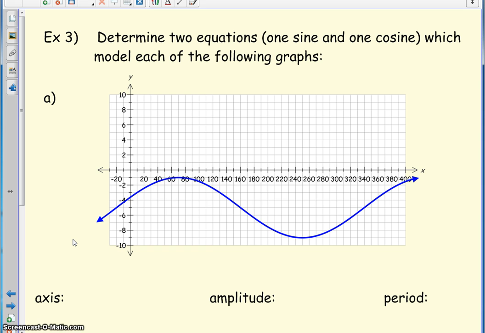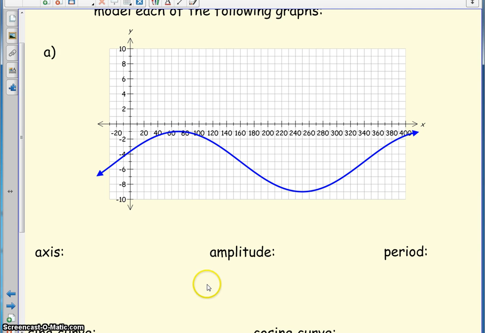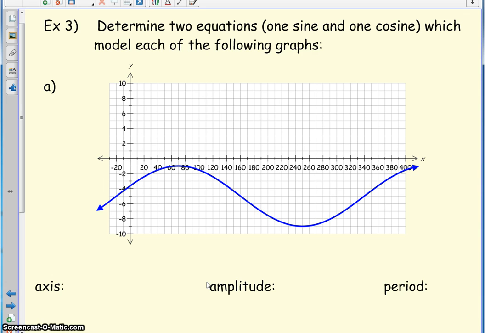I'll show you how that works, but first, just like we did with the equations, we're going to try and get all the main features from the graph. I.e., what's the axis, what's the amplitude, what's the period, and so on. If we have all that information, we'll have enough to actually start creating the equations. So let's take a look at this graph and see if we can figure out the axis.